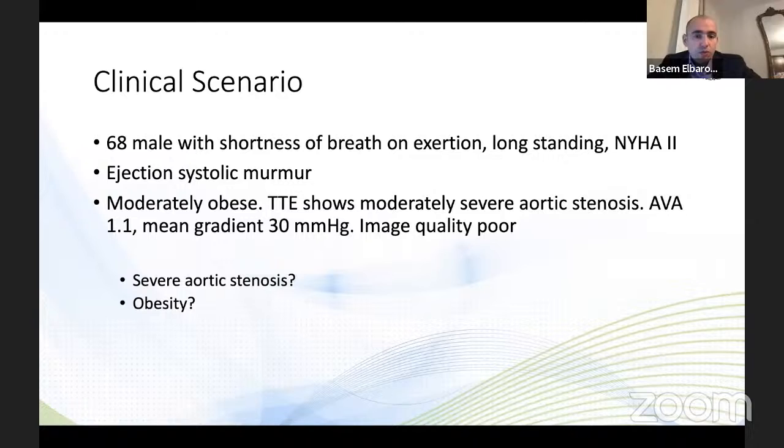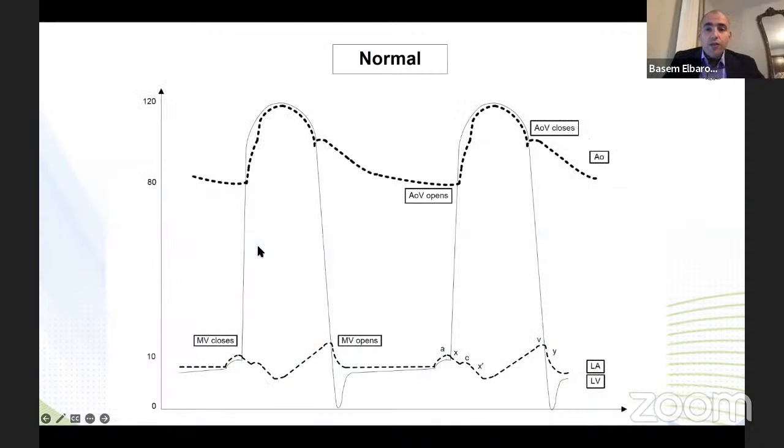But they do tell you that the image quality is poor, which means they're not 100% sure how severe the aortic stenosis is. So why is this patient short of breath? Is he short of breath because of severe aortic stenosis, or because of the obesity? Are there tests that could help us? You could do a TEE, for example, but that's also invasive. So it's important. Now we're talking about valvular disease.